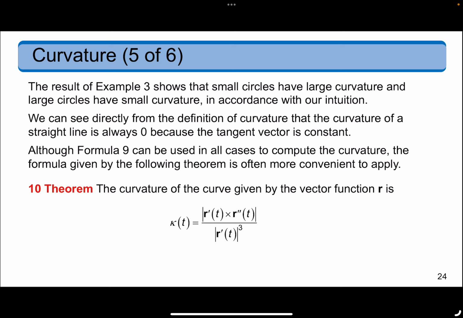Although Formula 9 can be used in all cases to compute the curvature, a formula given by the following theorem is often more convenient to apply. The curvature of the curve given by the vector function r is kappa of t equal to the magnitude of the cross product between r prime and r double prime divided by the magnitude of r prime cubed.